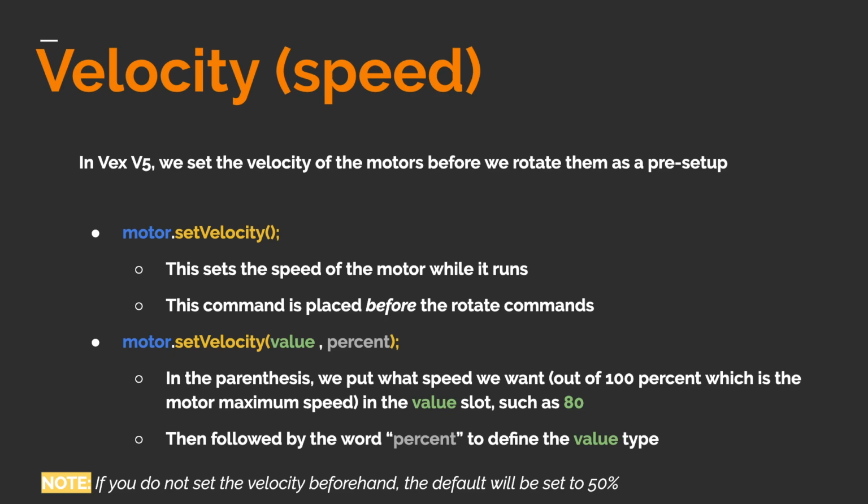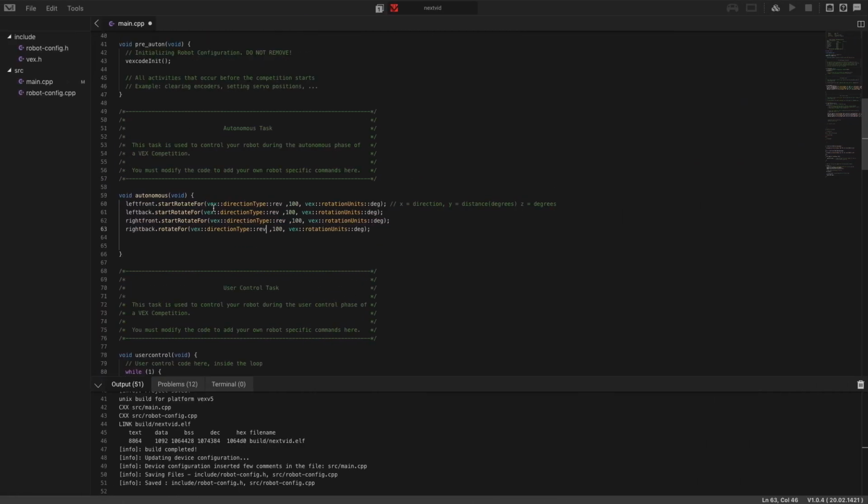And just as a note, if you skip the step and just do the rotate commands like we did before, the default speed is set to 50%. So if you do want your motors to spin at 50% speed, then you can skip this step. But if you want it to spin faster or slower than 50%, you have to go and set it up manually.